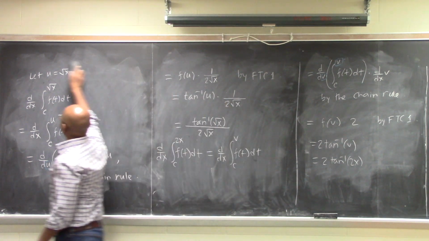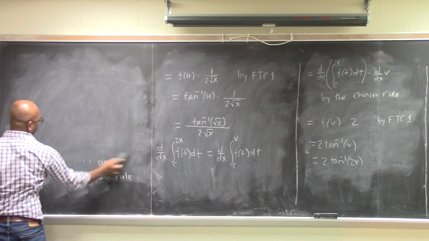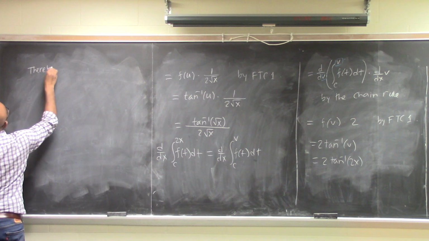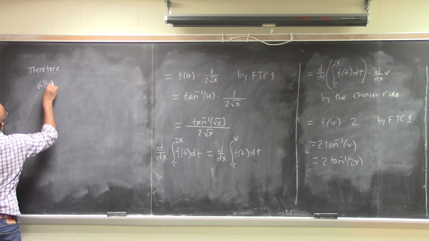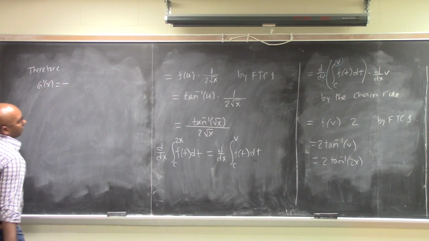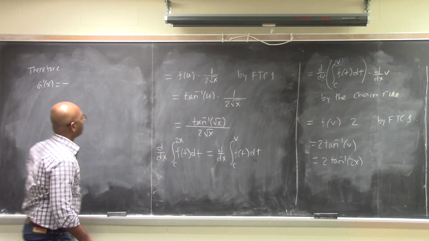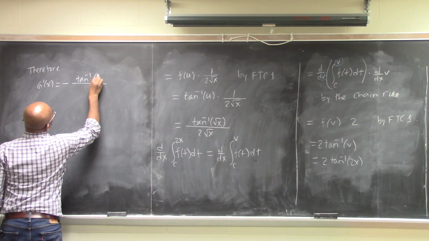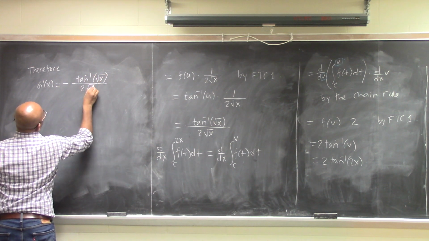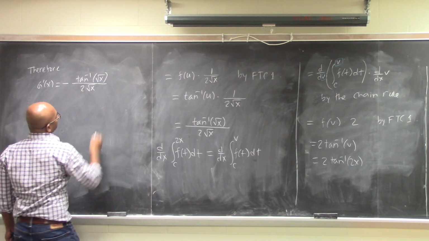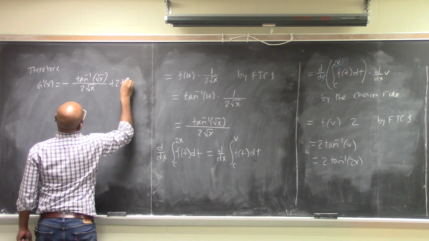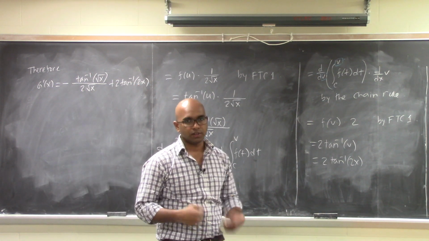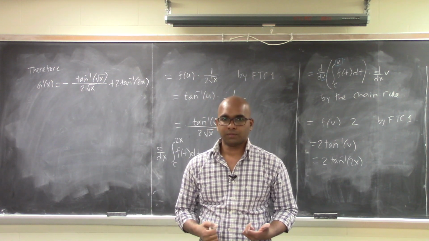Therefore, g prime of x, that was the question. Therefore, g prime of x equals negative of this derivative. So this is negative tan inverse of square root of x over 2 square root of x, and then plus 2 times tan inverse of 2x. That's the derivative of this function. Good?